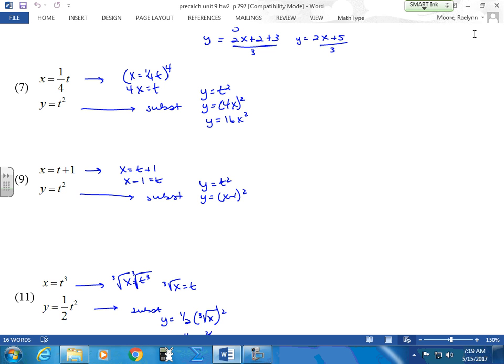For 7, I got 4x equals c, but wouldn't it... Oh, I didn't square 4. You didn't square the 4. You've got to square the 4 and the x. In other words, don't leave this one where it's here. Bring it back down to this.